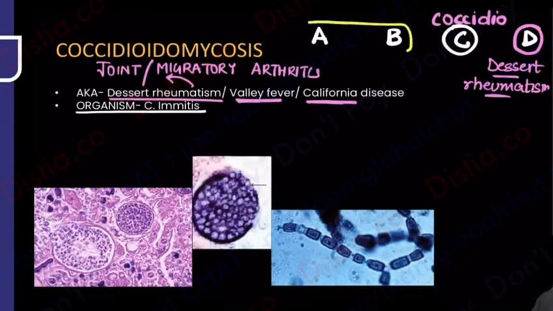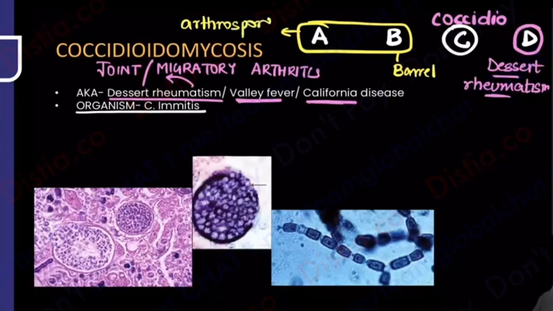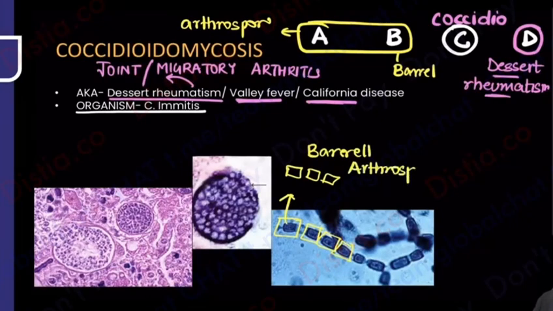Please remember, A and B stands for barrel-shaped arthrospores. B for barrel, A for arthrospores. First and foremost, this is the same picture I had shown you at the beginning of the chapter, and these are the barrel-shaped arthrospores. Please remember these boxes that are formed over here. This is the very famous barrel-shaped arthrospores. And why is it blue in color? Because I can see the very famous lactophenol cotton blue.